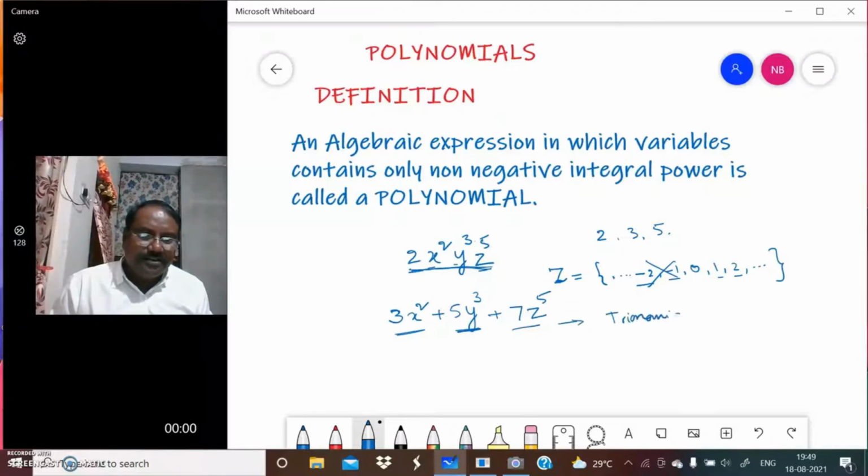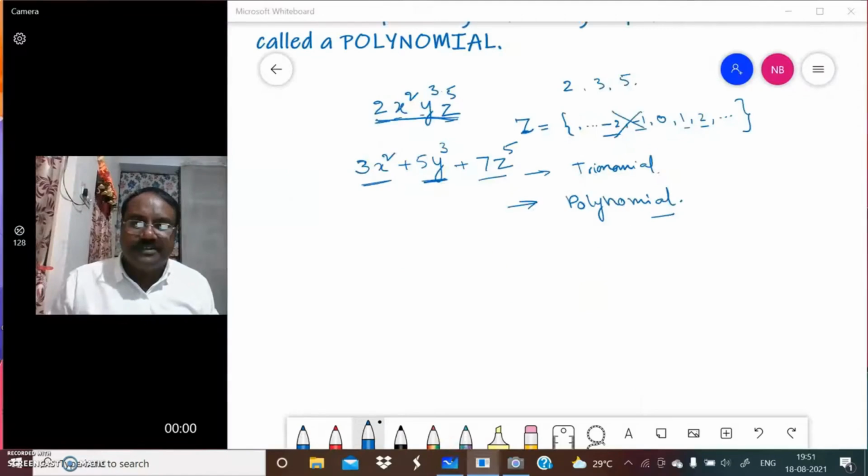Like that, a polynomial which contains a single term is called a monomial. Which contains two terms is called a binomial. Three terms, trinomial, like that we can say. But here, for more than one term, we call it a polynomial. Poly means many terms, hence polynomial. Polynomial concept. Next is degree of a polynomial.